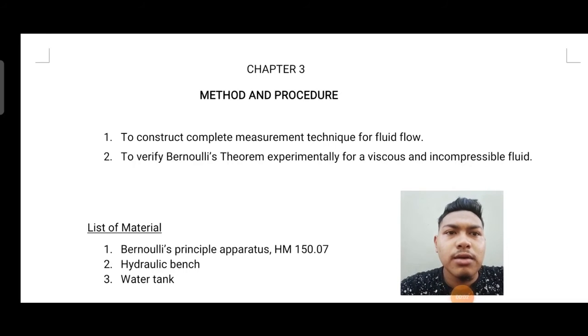My name is Muhammad Amir Muhammad Azmi. My ID number is MA181. Today I want to present about the method and procedure. For the first one, the method and procedure is to construct a complete measurement technique for fluid flow. Next is to verify the Bernoulli theorem experimentally for viscous and incompressible fluid.